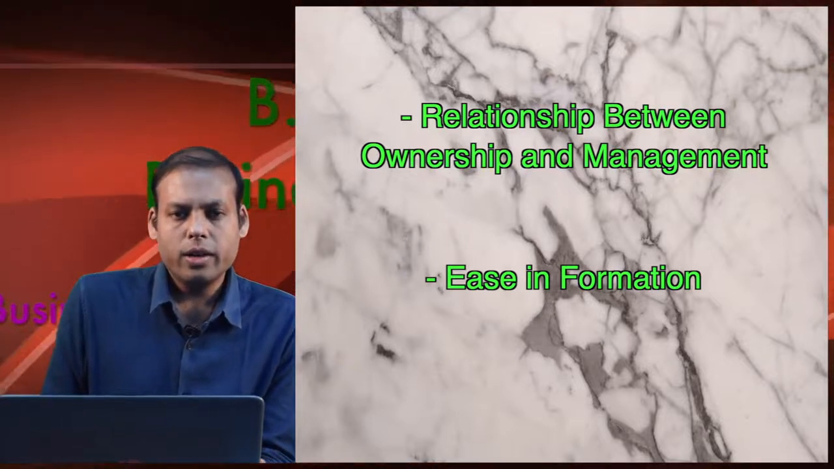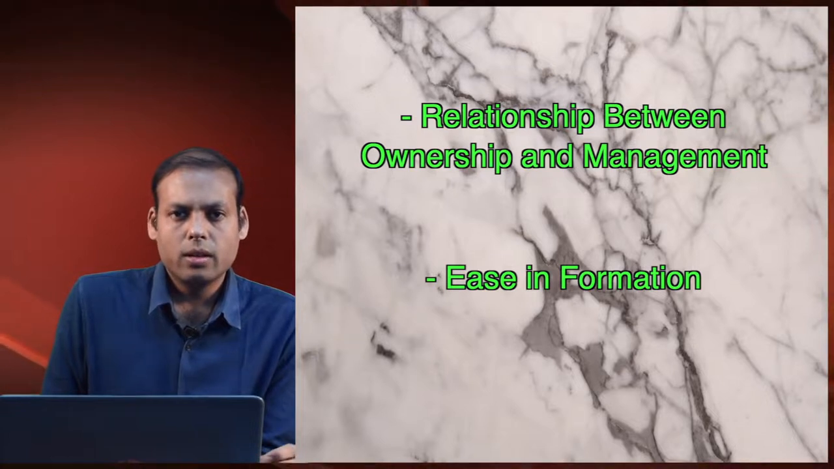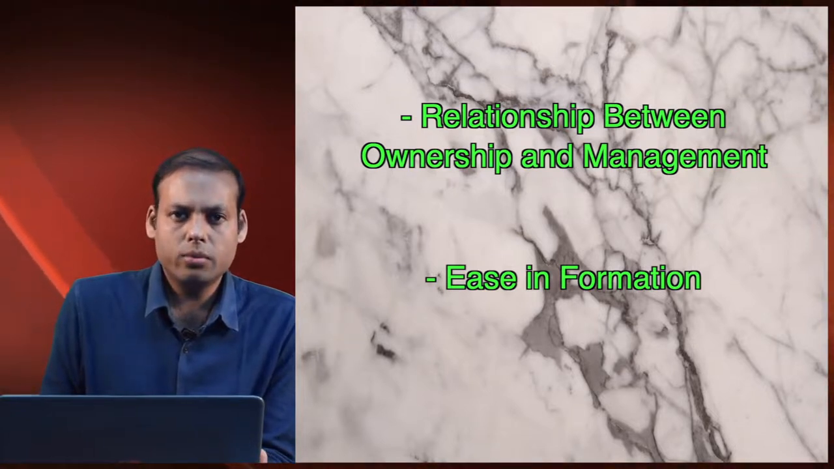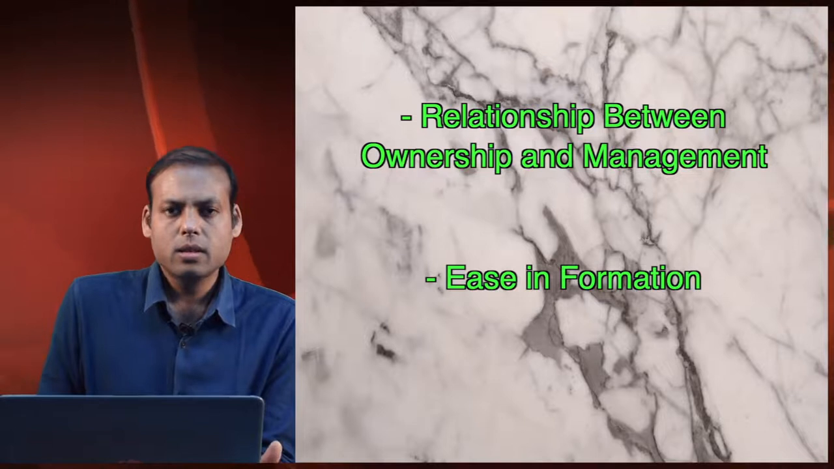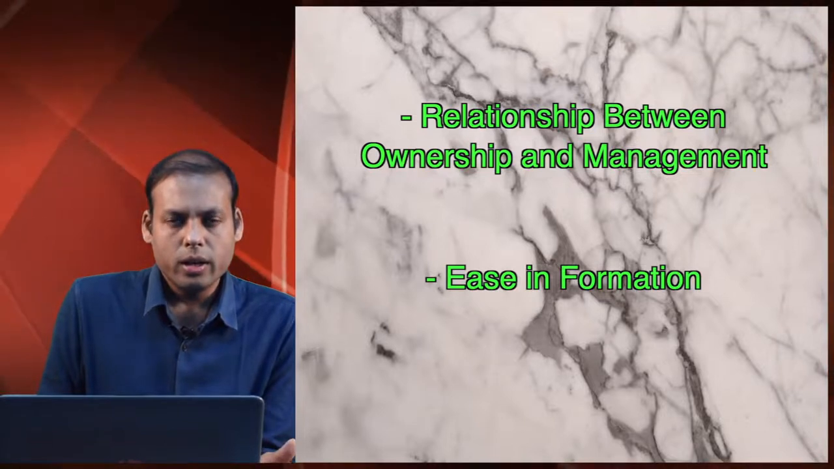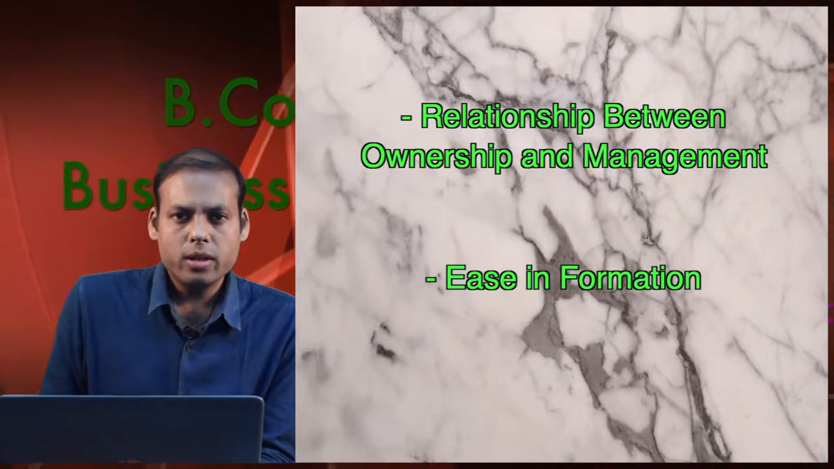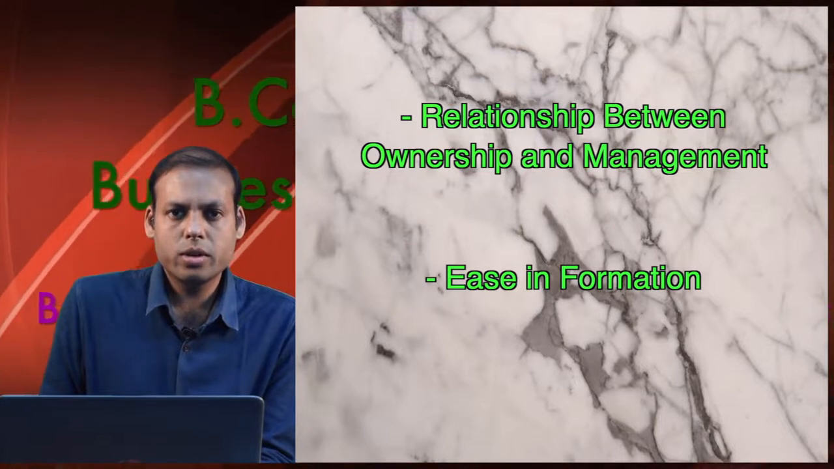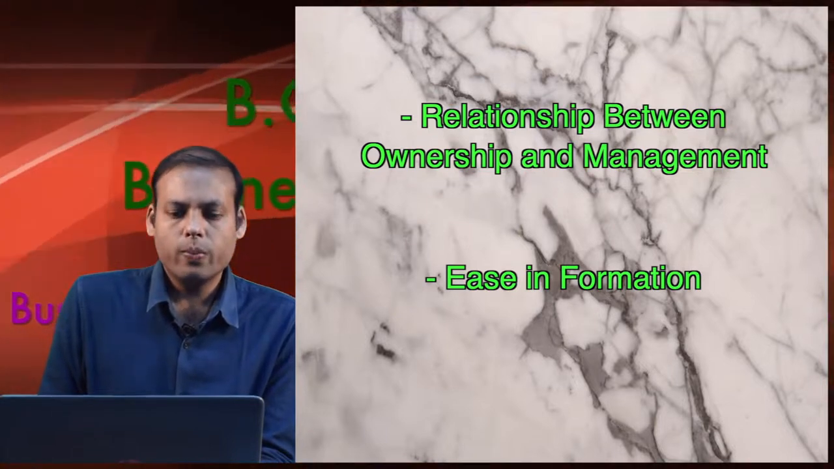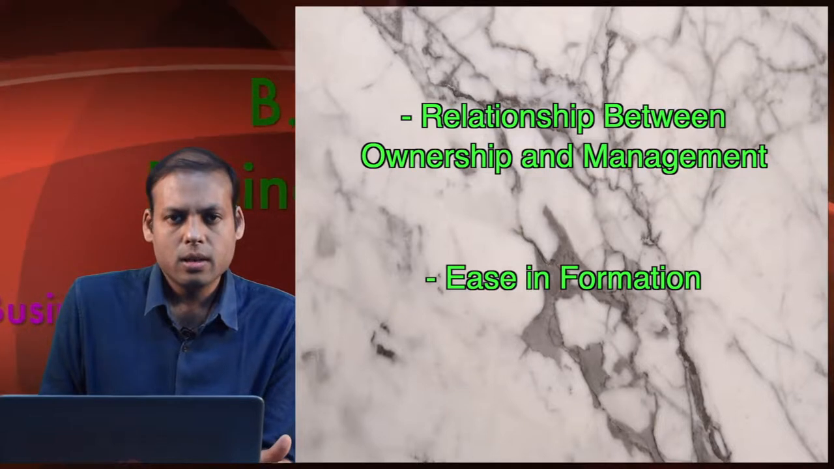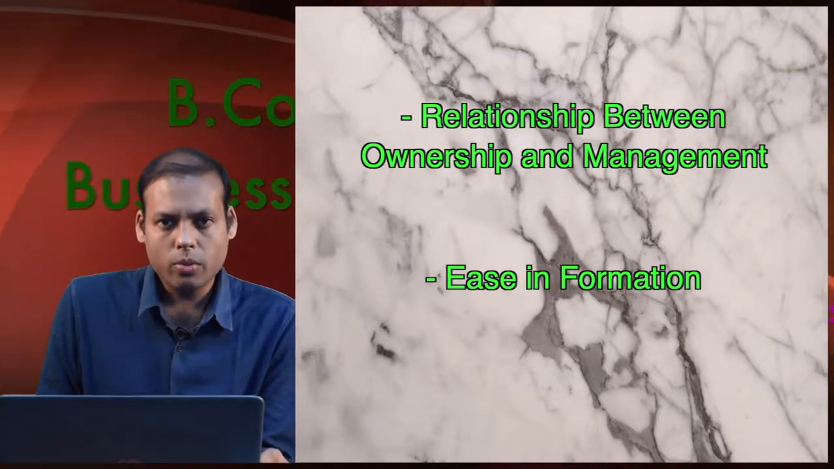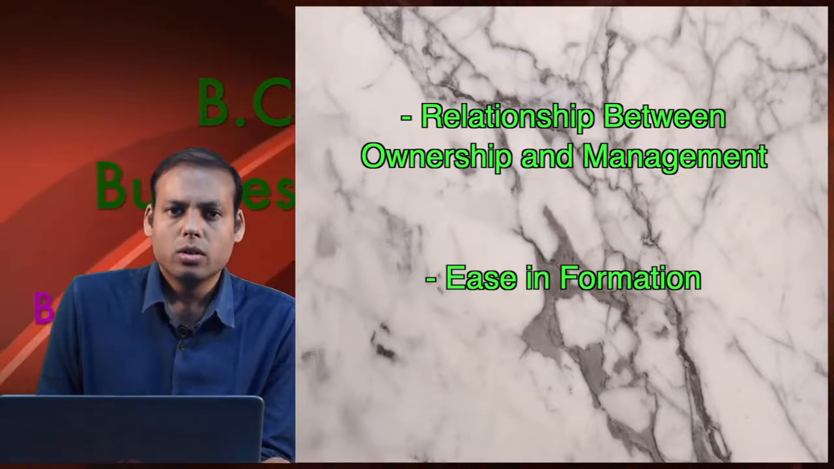Last one is formation. The sole trade business can be easily formed, whereas a joint stock company requires various documents and various registration processes to form. So, depending on the business, the form of organization will be chosen.